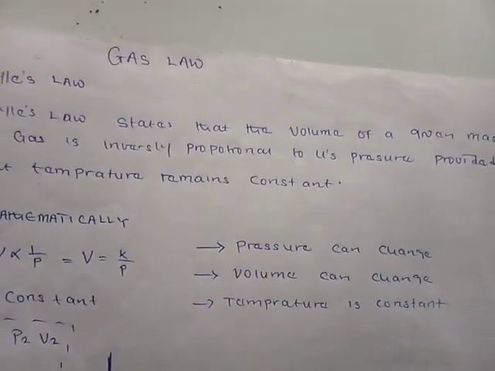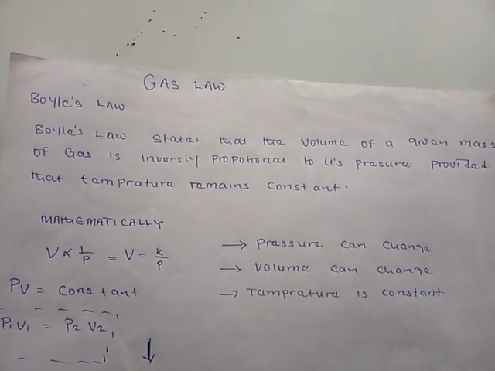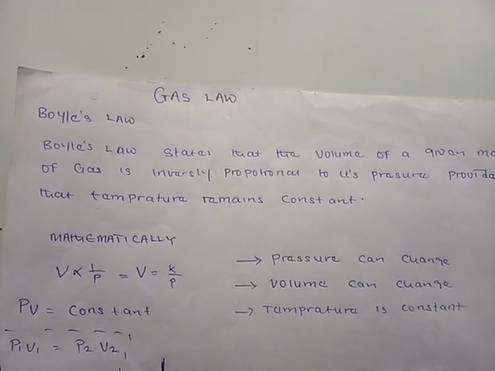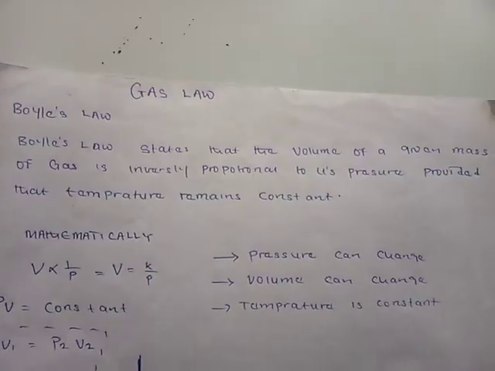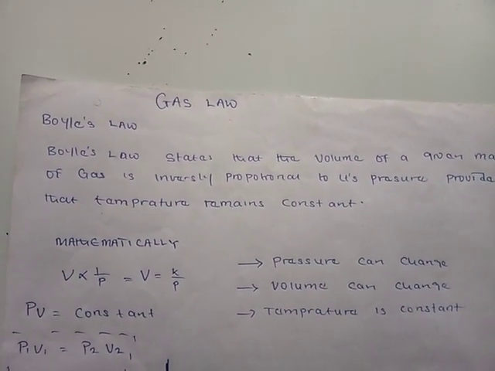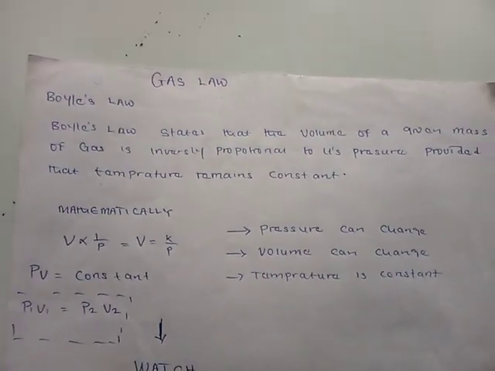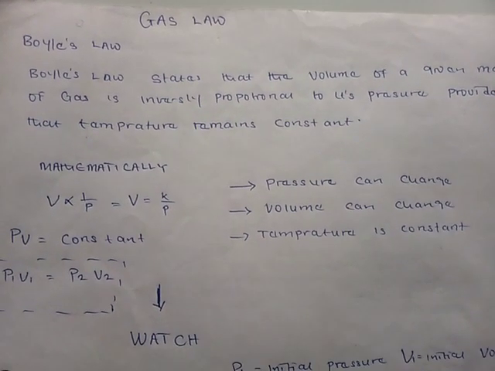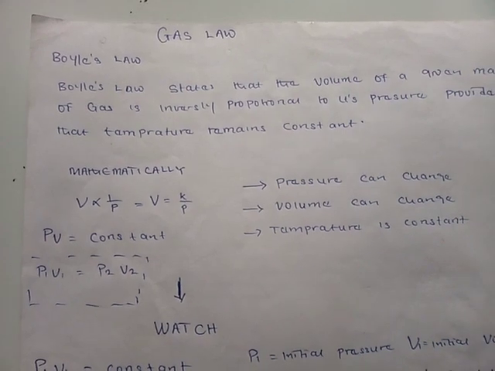So, first of all, what we'll have to notice is that Boyle's Law states that the volume of a given mass of gas is inversely proportional to its pressure, provided that the temperature remains constant. Just like I explained before, in gas laws, you have to keep one thing constant so that you can calculate others.